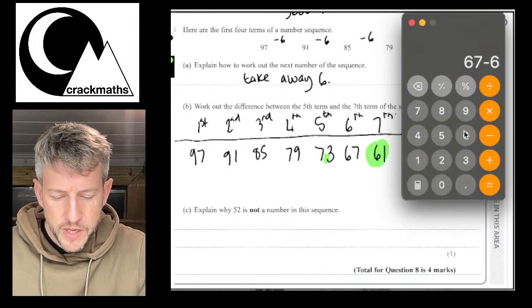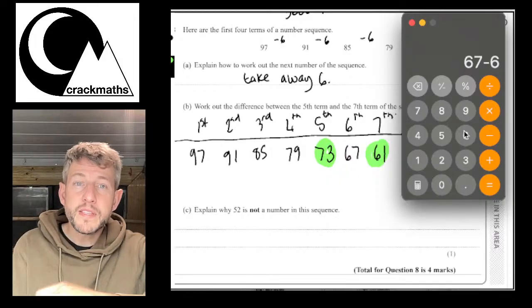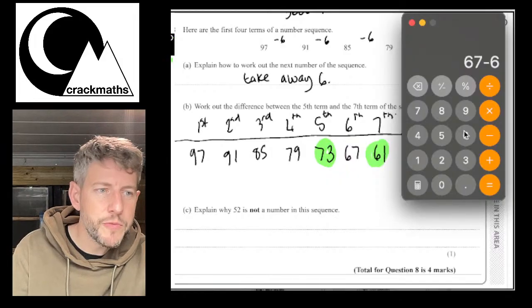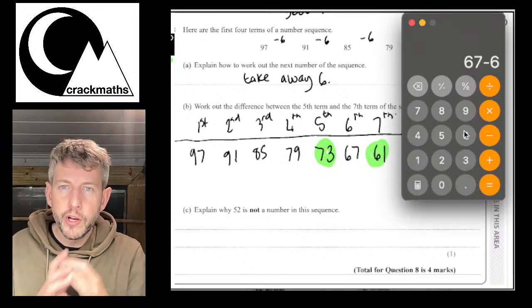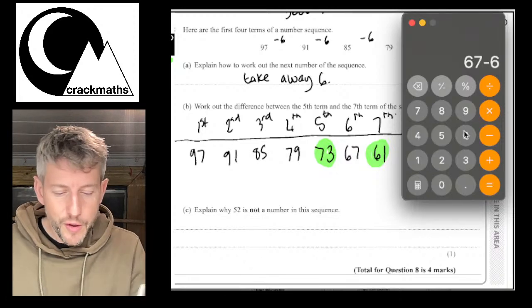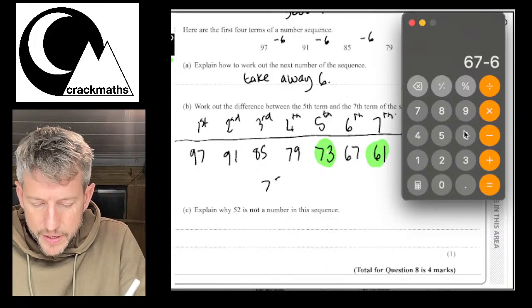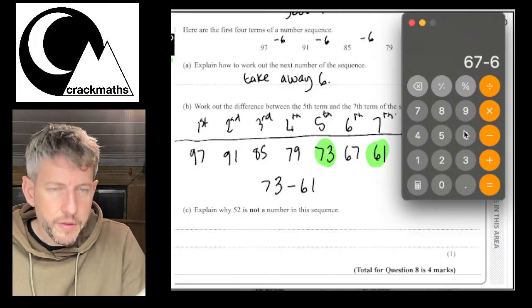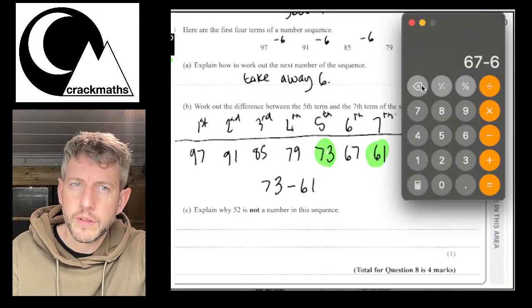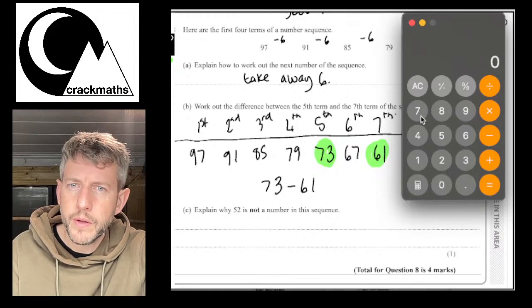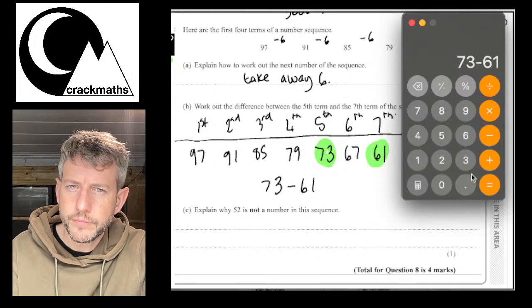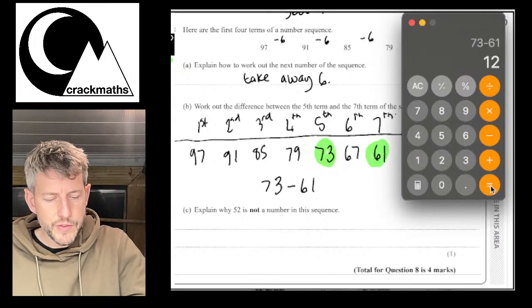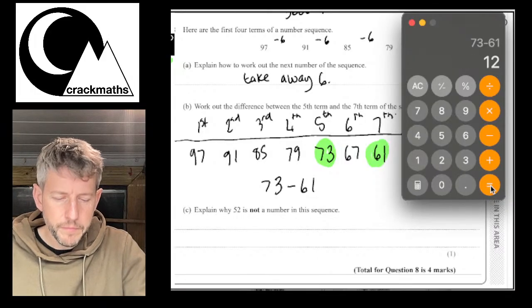and our 5th term. When we see that phrase difference, that means we've got to take one thing away from the other. So when you're looking for the difference, you're looking for the gap between the two numbers. So we're going to do 73, take away 61, and that's going to give us the difference. Here we go. 73, take away 61, and the difference will be 12.